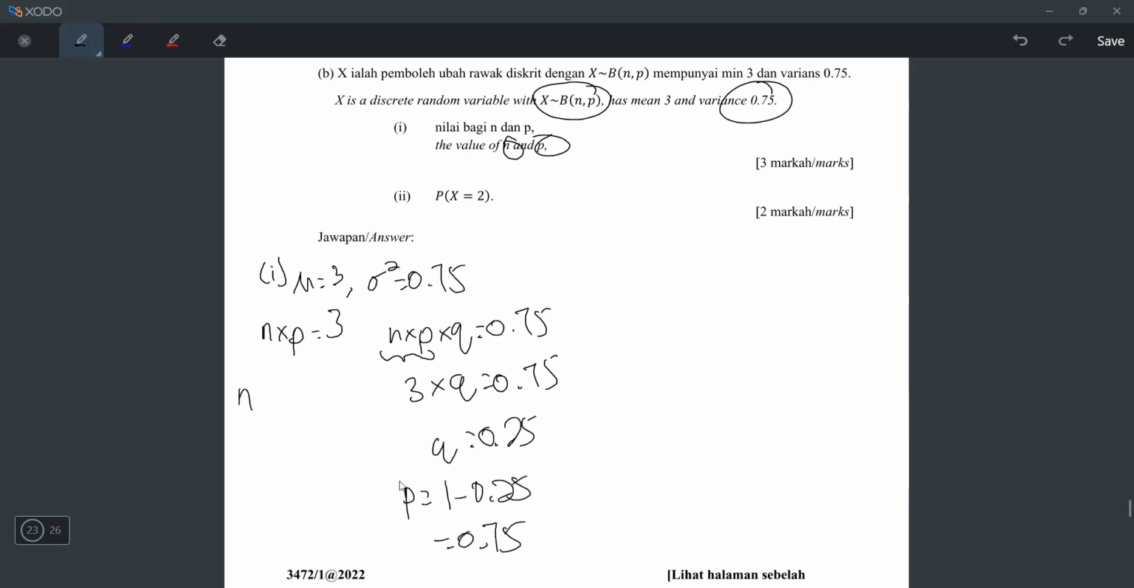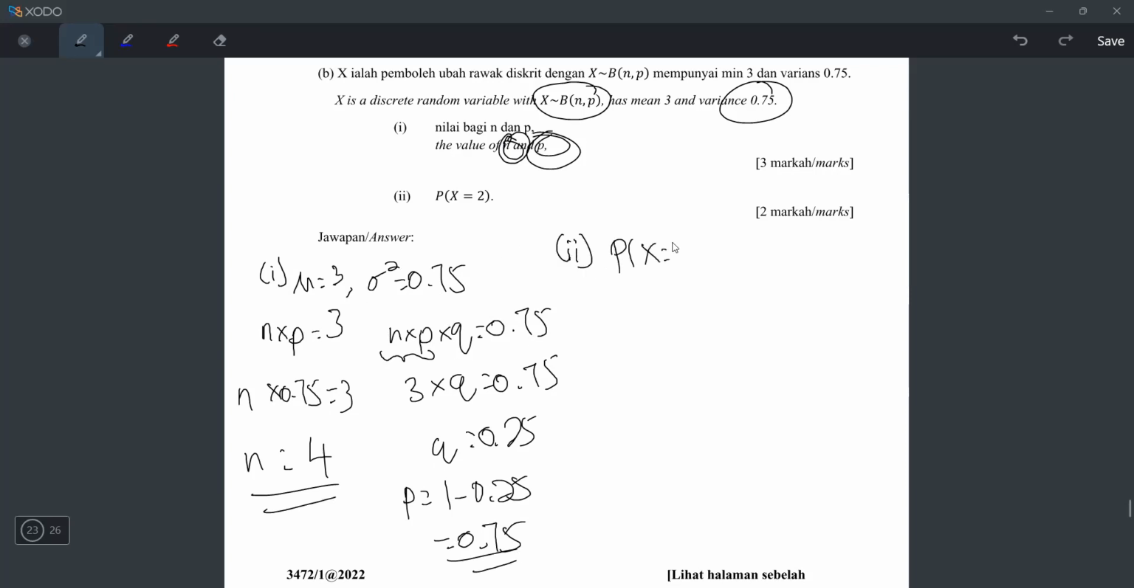So if I know my p, I can substitute back here, equals to 3. So n equals to 3 divided by 0.75, which is 4. But the question asks for n and p, right? So this is the n, this is the p. That's all.